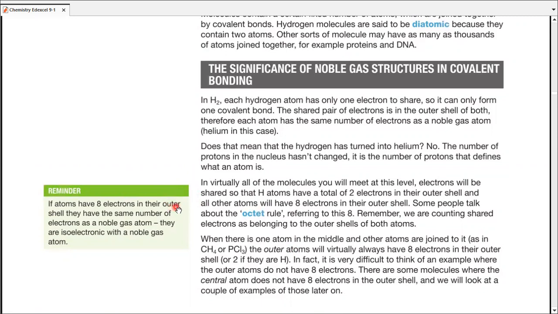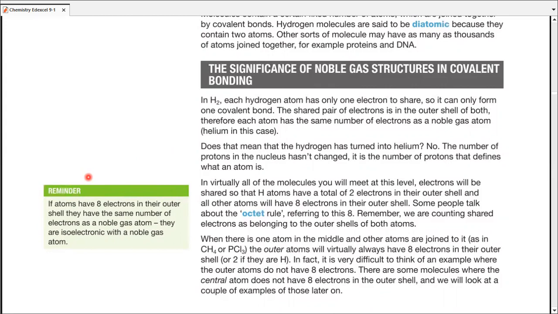So, the significance of noble gas structures in covalent bonding. Every covalent bond that forms is forming in the drive of getting stable. Atoms are not stable. They have different numbers of electrons in their outermost shell, and most of them in the periodic table are not stable since they don't have a complete outermost shell. And when they don't, they share electrons in order to have a perception, or a feeling, of a complete, stable outermost shell.